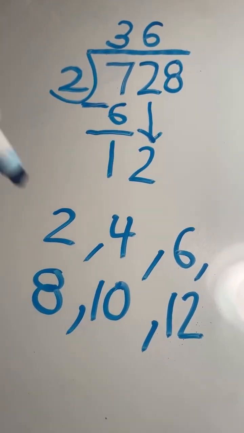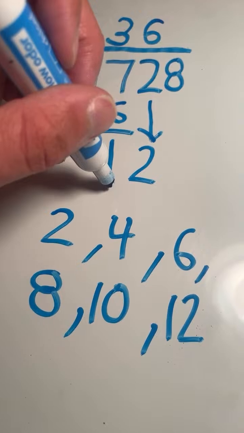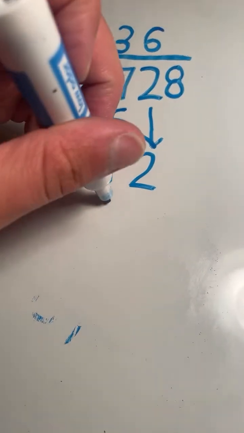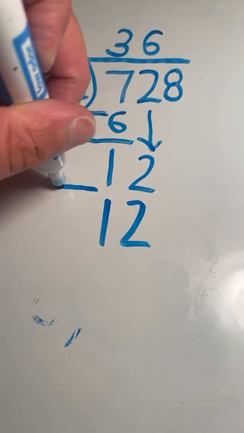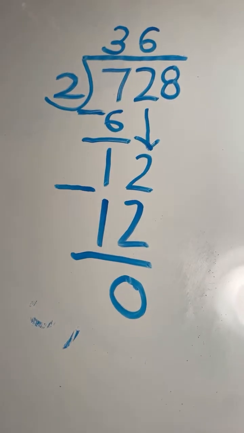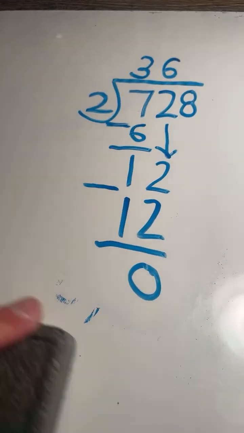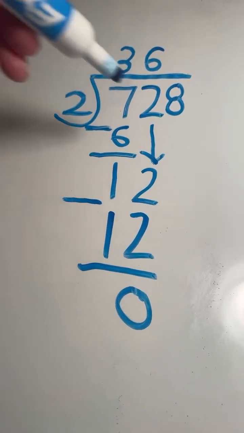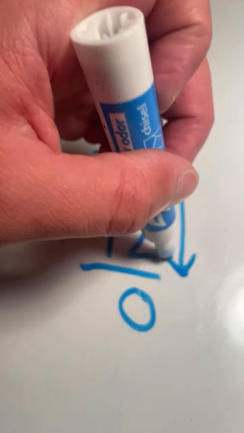Now, since we landed right on 12, 12 is what we subtract to see if there's a remainder. 12 minus 12 equals 0, so there is no remainder there. Next, we bring down the 8.